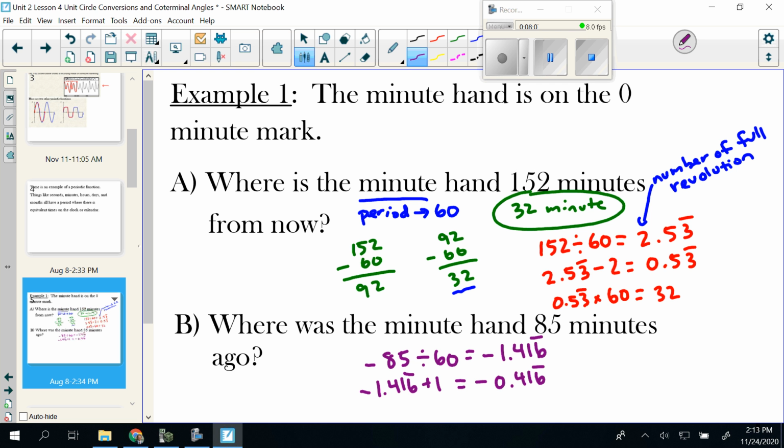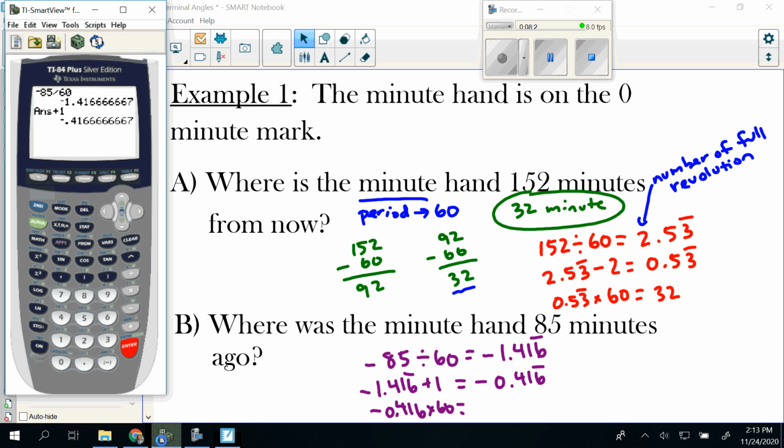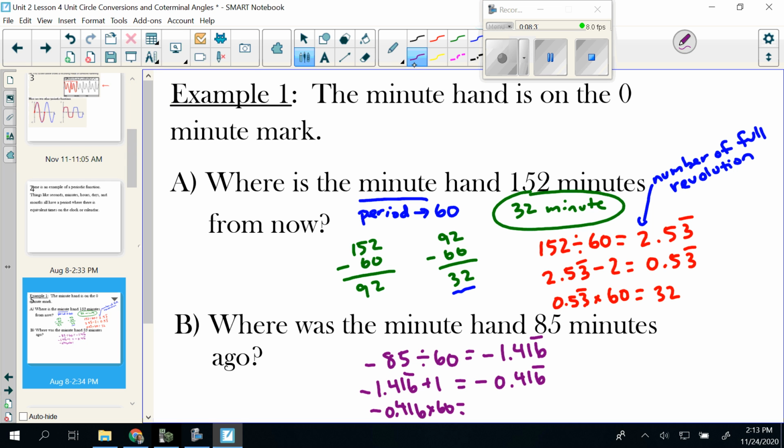0.416 repeating. Let's multiply that back by our period and see what it gives us. So if we times this back by our period of 60, it tells us it was 25 minutes ago. Now that it's 25 minutes before the 0 mark on the clock. So what that is telling us is if you go back 25 minutes, that would be it.